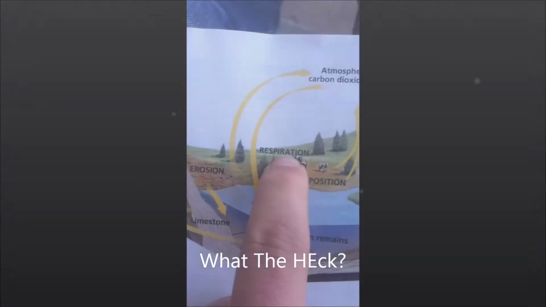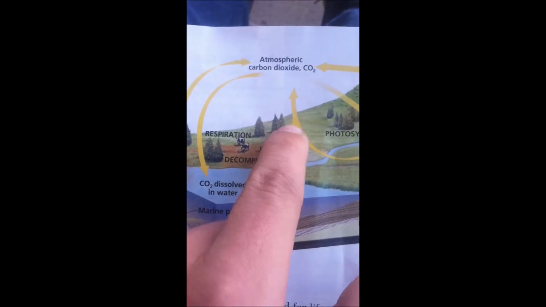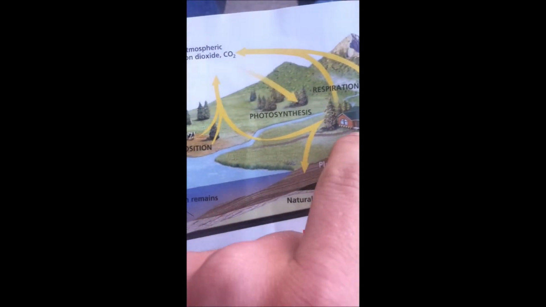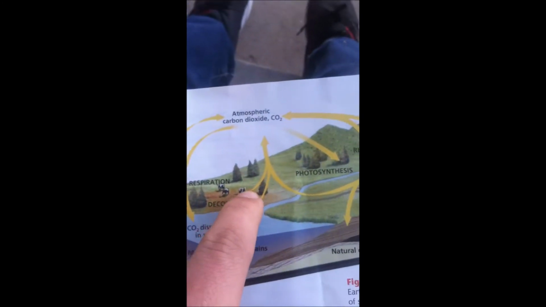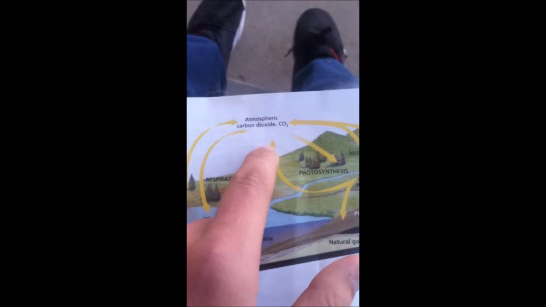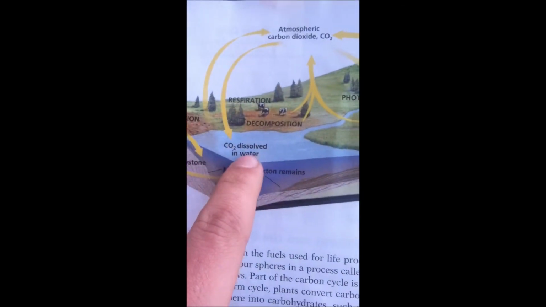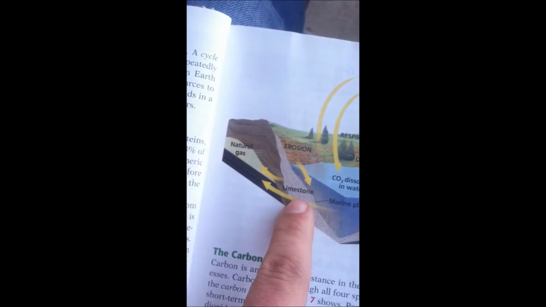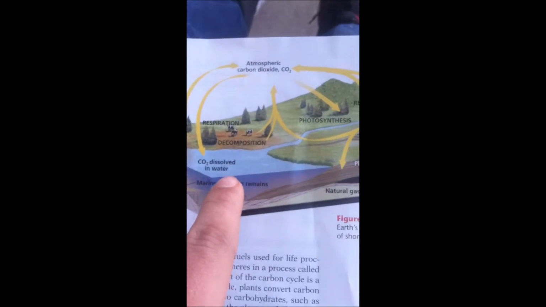Alright, so first it starts off with respiration. The animals breathe out carbon dioxide, which gets released into the atmosphere. This could also come from burning chimney smoke or from your cars. They release CO2 into the air. This CO2 gets dissolved into water, or it can be photosynthesized by the plants. If it gets dissolved in the water, it turns into limestone, which turns into natural gas, which we could use for energy to run our cars, etc.